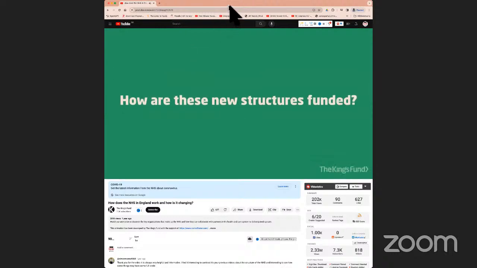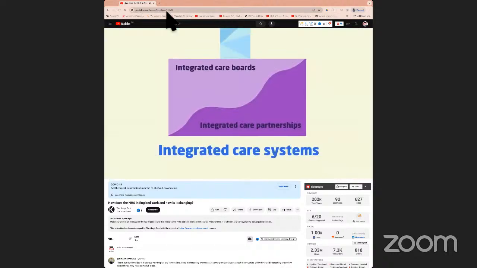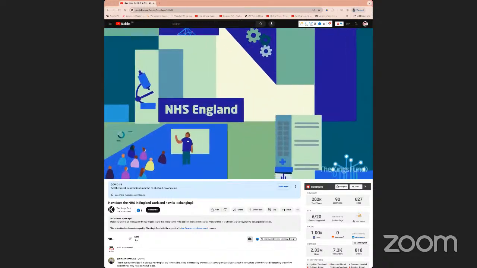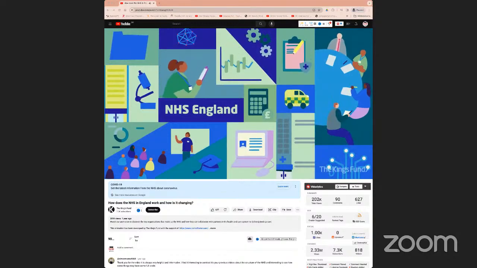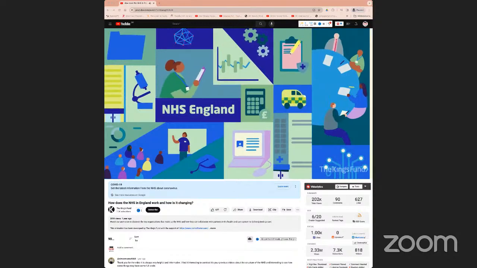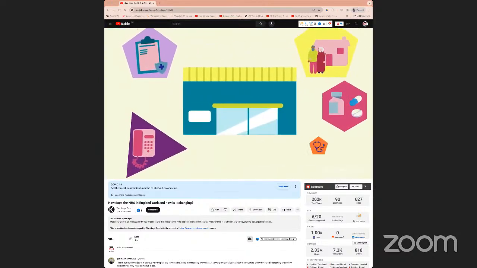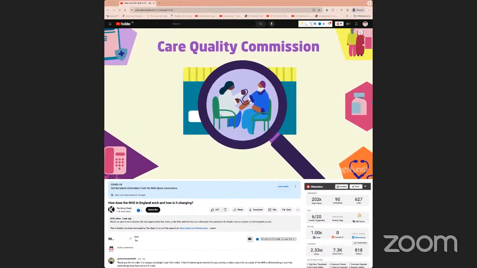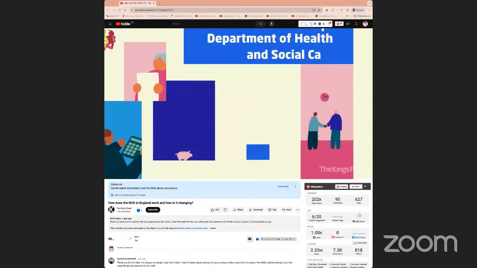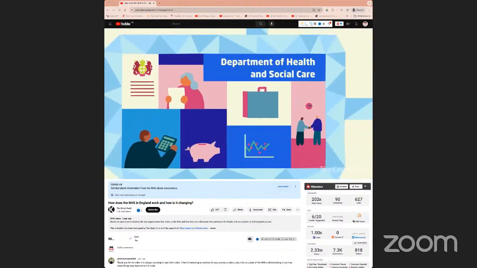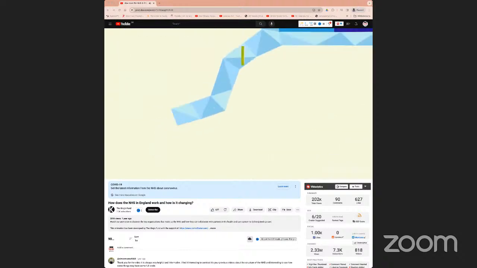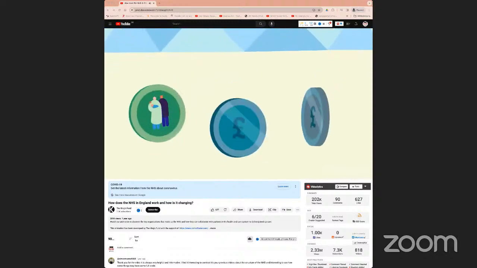So how are these new structures funded? Integrated care systems get most of their money from NHS England, which is the national body for the NHS in England, and sets the operational priorities for the health system. It's responsible for the health services you and I access day to day, which are inspected and regulated by the independent Care Quality Commission. The Department of Health and Social Care sets out what the NHS is expected to deliver for the money it gets from the government, which comes from our taxes. It also holds budgets for some of the other areas that have an impact on our well-being, like public health.